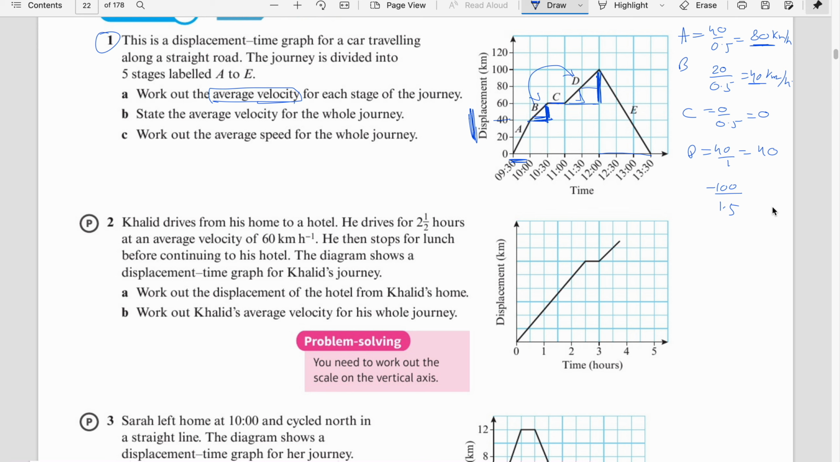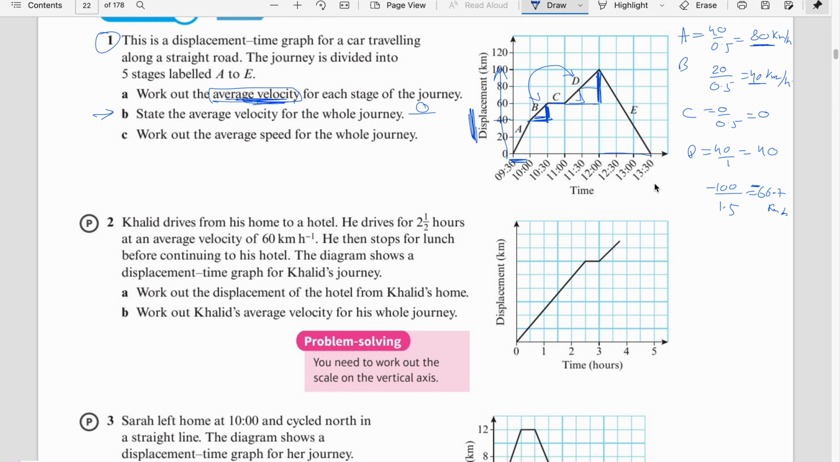So 100 by 1.5 is 200 by 3 or 66.7 kilometers per hour. As far as we are talking about velocity, we are concerned with positive and negative signs. B part says state the average velocity of whole journey. So whole journey is total displacement over total time. So it takes 100 kilometers away from mean position and then coming back. So 0. So 0 by whatever time is.